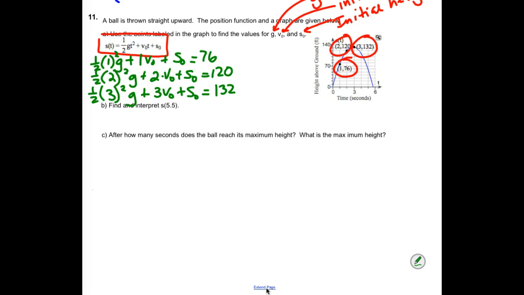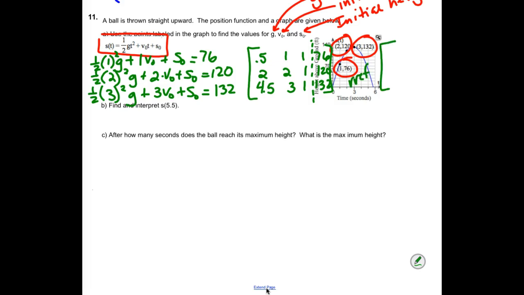Okay? So my matrix, half of 1 squared is 1/2. My next number is 1, 176. Second row, 2 squared is 4. Half of that is 2. We said 3 squared is 9. Half of that is 4.5. All right, so there's your augmented matrix. You do your RREF, and we get this one.